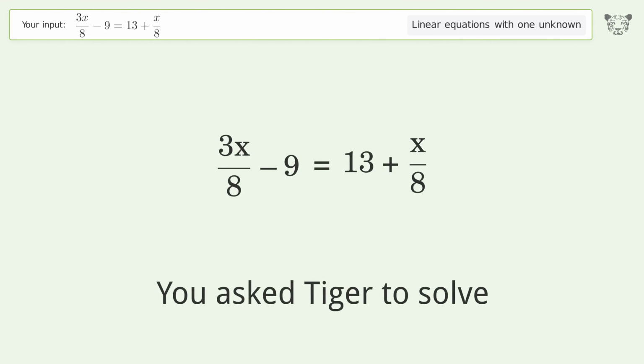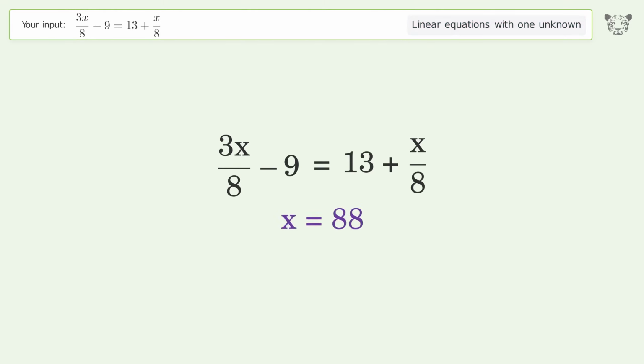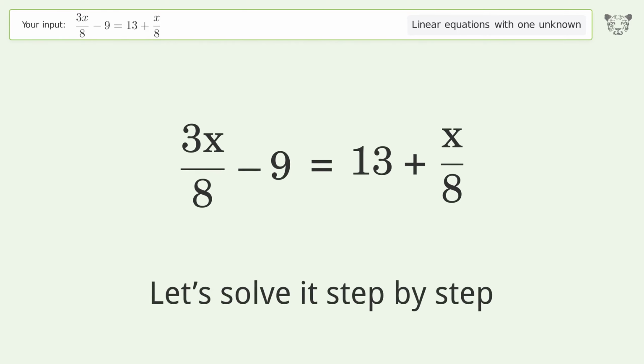You ask Tiger to solve. This deals with linear equations with one unknown. The final result is x equals 88. Let's solve it step by step.